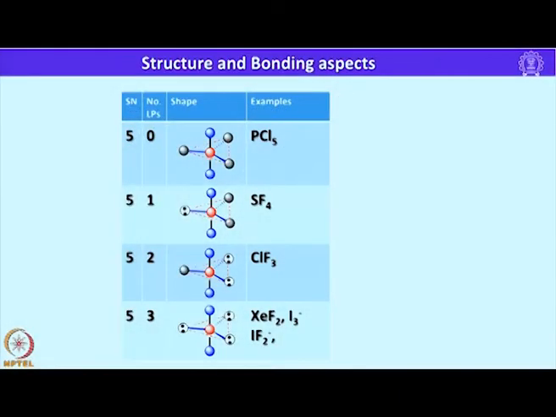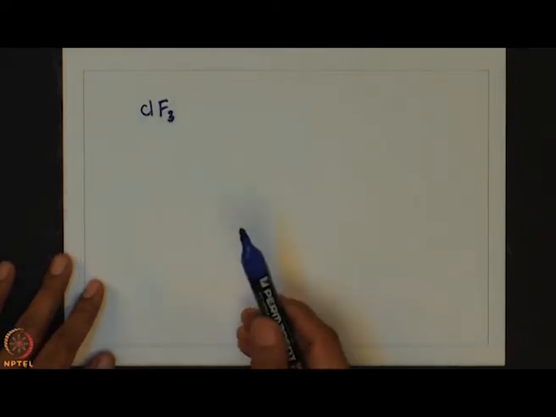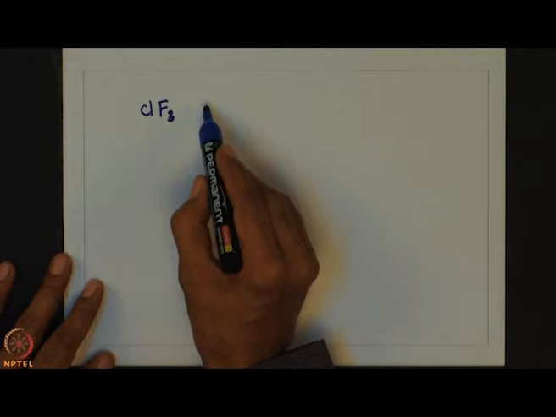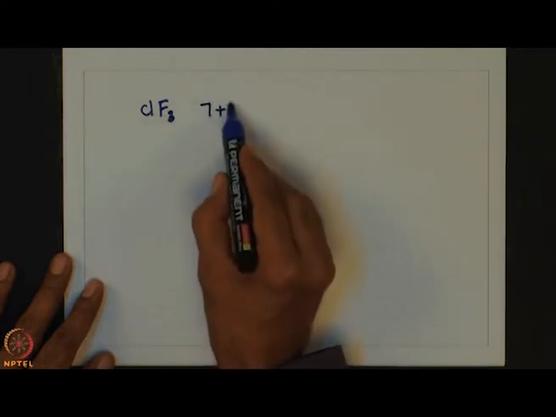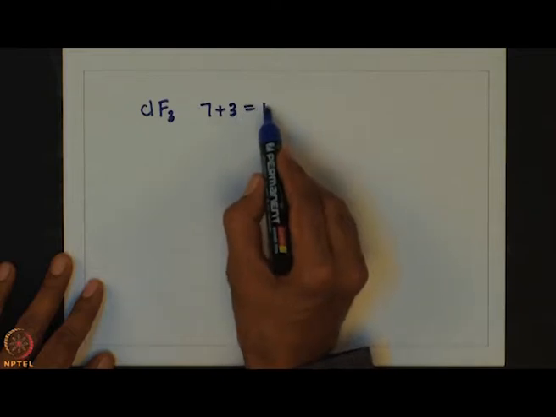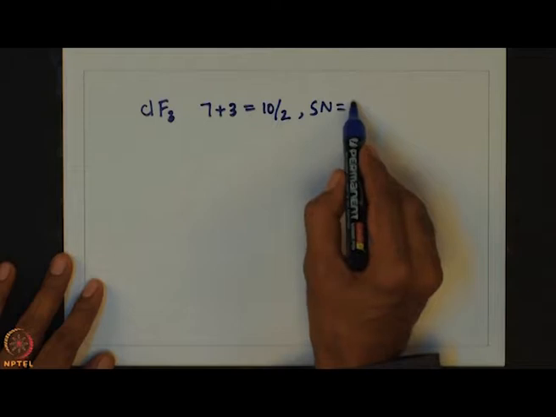So, in case of ClF3, we have a different situation. The steric number is 5, but we have 2 lone pairs and 3 bonded pairs. Let us try to calculate and see whether it is correct or not. In ClF3, the central atom is chlorine. Chlorine is contributing 7 electrons and fluorine atoms are giving 1 electron each. So, we again have 10 electrons in total and the steric number is 5.